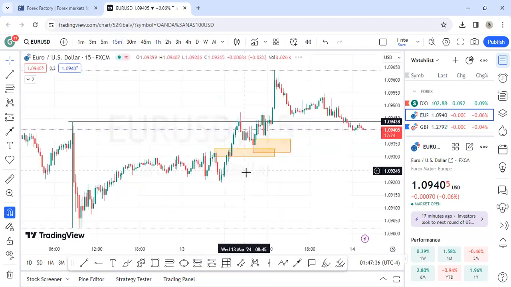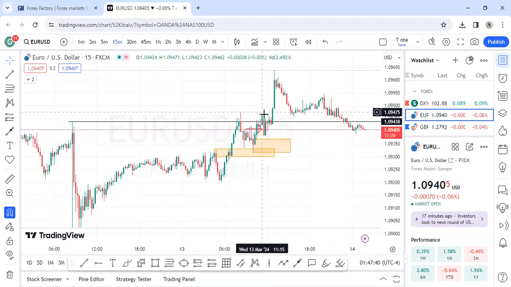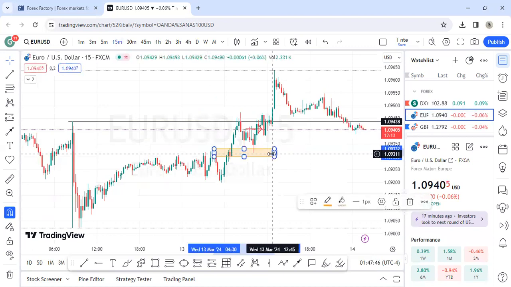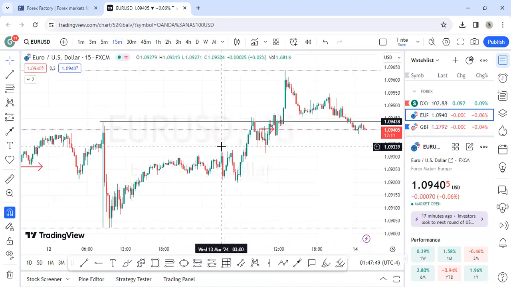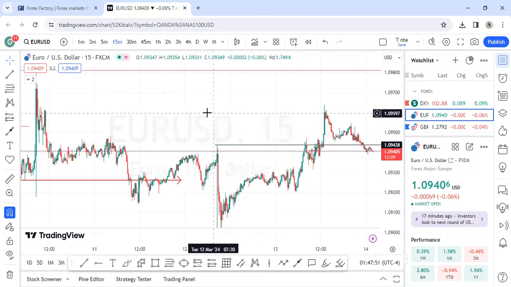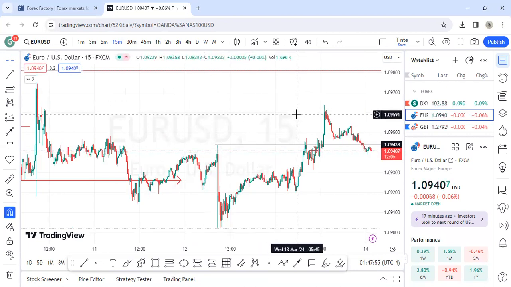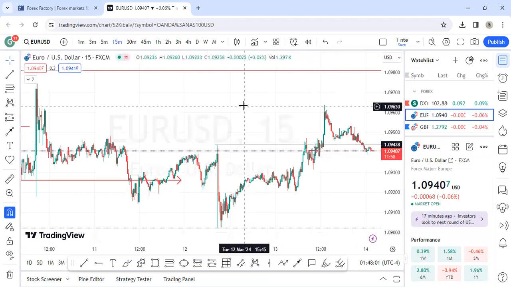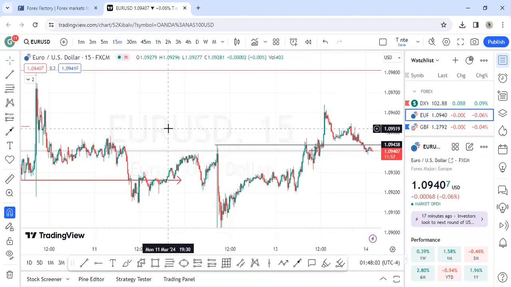Let's see the lower time frame. On the 15-minute chart, market is still bullish. If price can go below this low, that may be a sign of bearishness, right? So let's not force any trade. We are still waiting for a very clear move on the higher time frame. So let's just wait for a clear move.